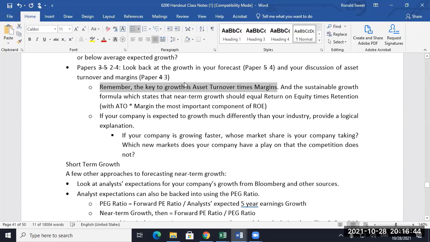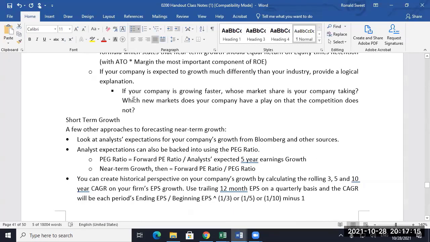And this crushes some students because they were writing paper 1 without thinking about paper 5, because it's almost impossible to think that far ahead. I'm not saying you're stuck with paper 1. So if you get to paper 5, or 6, you're like, wow, I wish I hadn't said that in paper 1. Then that's fine. You can go back and edit your paper 1, but think about what you've said before. But I do think the asset turnover times margin is pretty key.